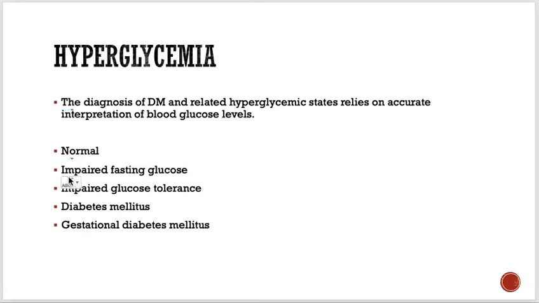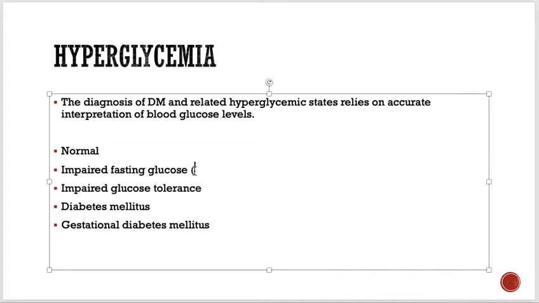Now, like I already talked about the various states of hyperglycemia, right? So we must know what these are. Starting from impaired fasting glucose, of course we are going to talk about how we diagnose it in a while, but before that, impaired fasting glucose is basically considered as a pre-diabetic state.